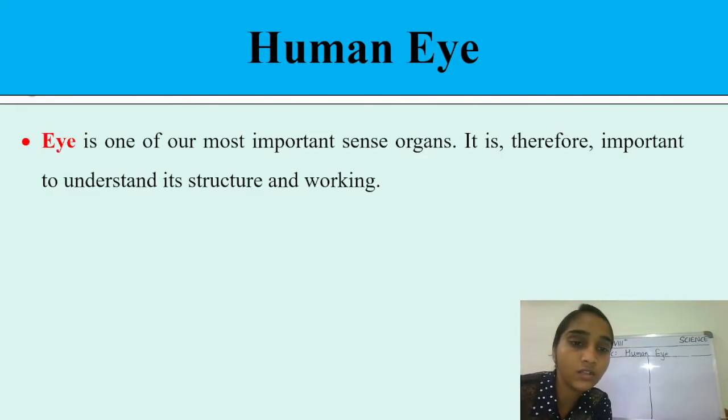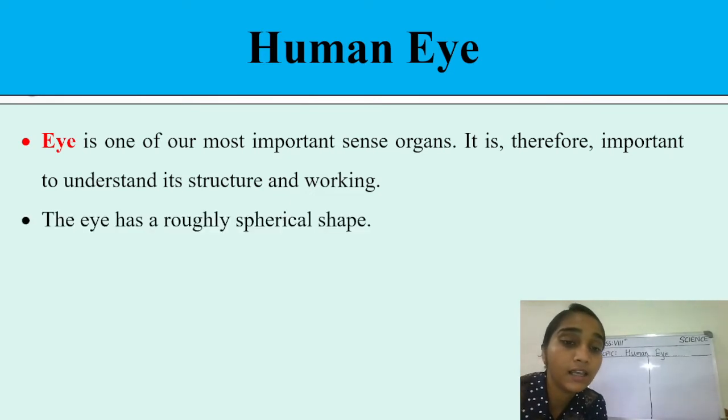Okay. So students, the eye is one of our most important sense organs. It is therefore important to understand the working of the eye and the structure of a human eye, right? So let us see what we are going to study about the eye. We are able to see the different colors, like in the dispersion of light which we have seen, with the help of our eyes only. Why can't we see only one color all around? Because our eyes have some kind of structure in them. So basically, students, the eye has a roughly spherical shape.